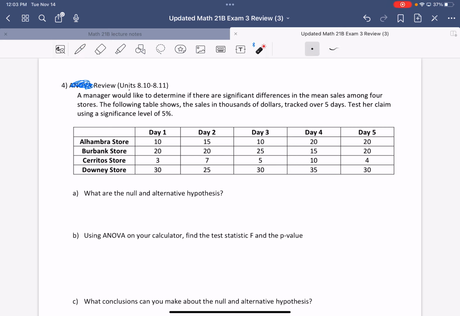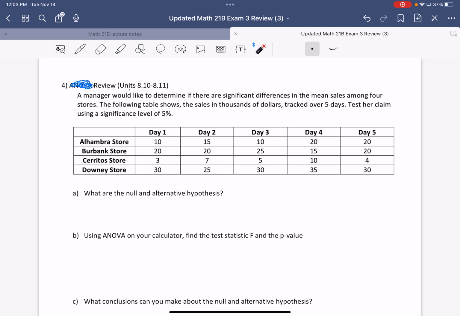Okay, so a manager would like to determine if there are significant differences in the mean sales among 4 stores. The following table shows the sales in thousands of dollars tracked over 5 days. Test her claim using a significance level of 5%. Once again, you guys get a 5-minute head start. Be very careful in determining your lists.